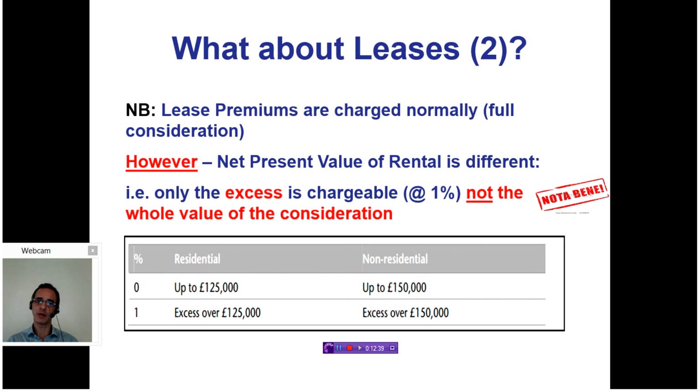Remember when we were talking about the first area there, we were talking about the sale of freehold, for example. We're looking at the full value. So in this case, we're talking about the excess value. Okay, so the excess over these levels. So for example, where we had a 1%, we'd be looking at only the excess over 125,000 and not the full value of the rental over the term of the lease.